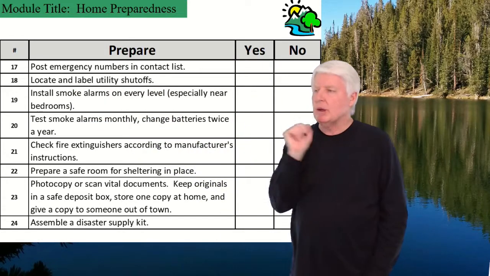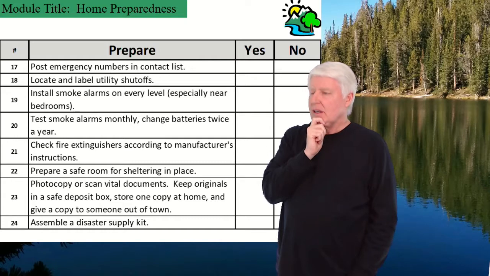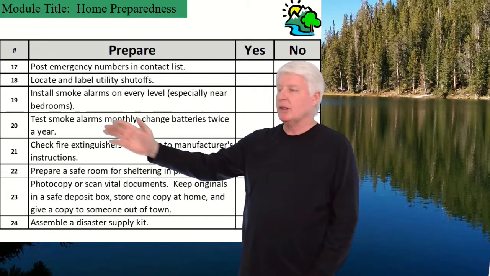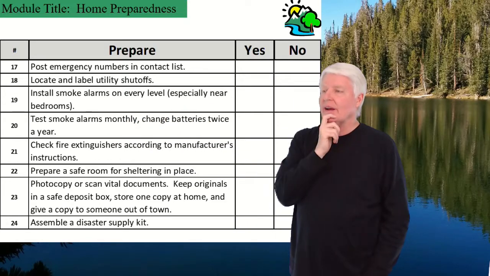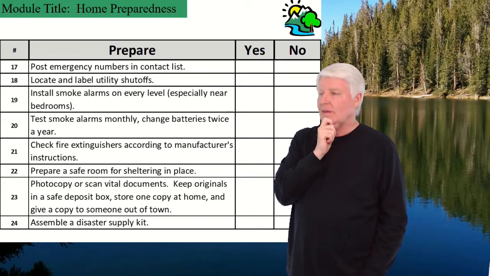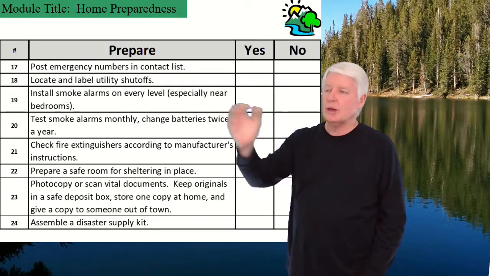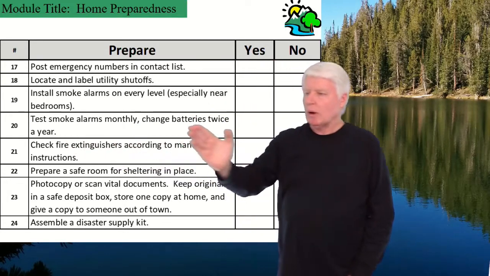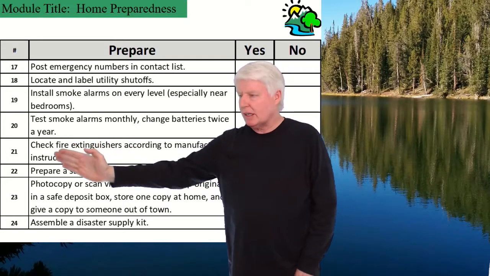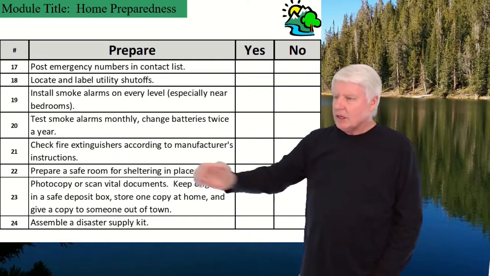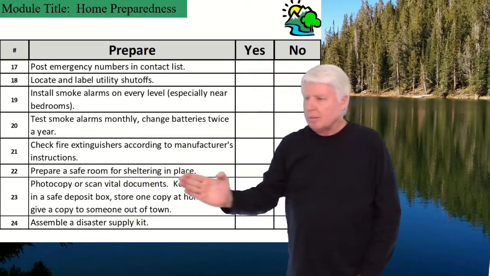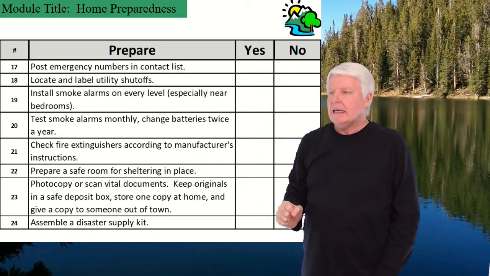18, locate and label utility shutoffs. Okay, we'll go over that a little more in a later module. Install smoke alarms on every level, especially near bedrooms. We're going to hit that pretty hard in a later module. Test smoke alarms monthly, change batteries twice a year. We're going to cover that in greater detail. Check fire extinguishers according to the manufacturer's instructions. Prepare a safe room for sheltering in place.